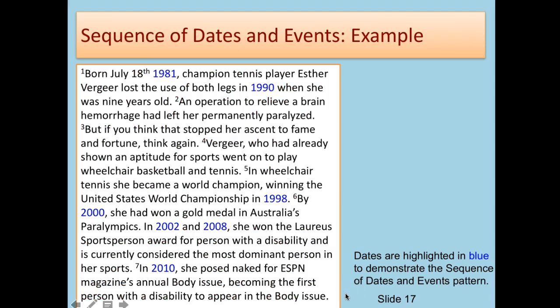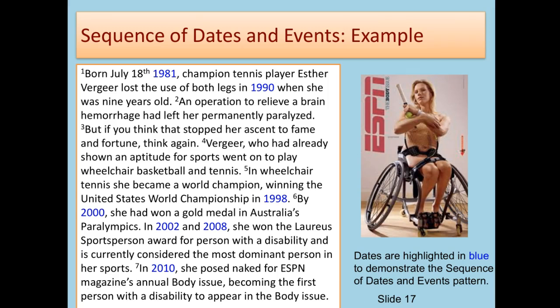Let's take a look at this particular example. You'll have noticed that I've already highlighted the years as they progress, and you can see that these particular dates, while they're spread out over time, are going to come to a conclusion leading up to some culminating event.